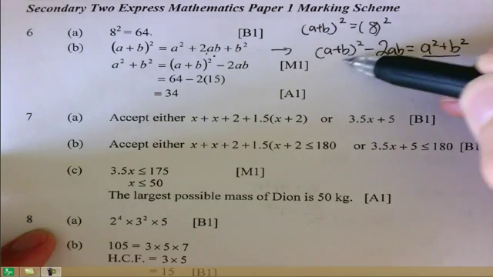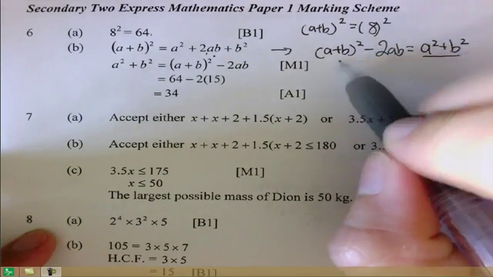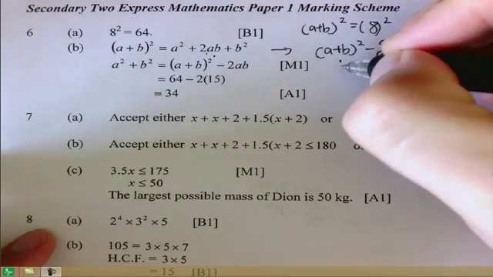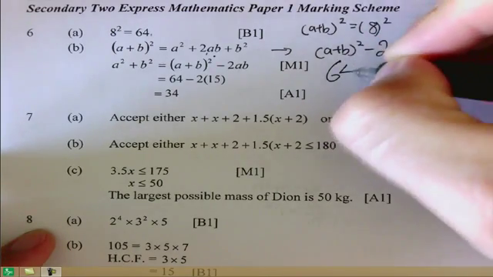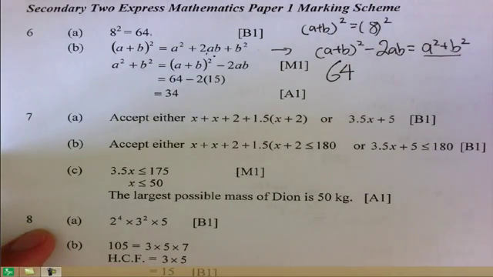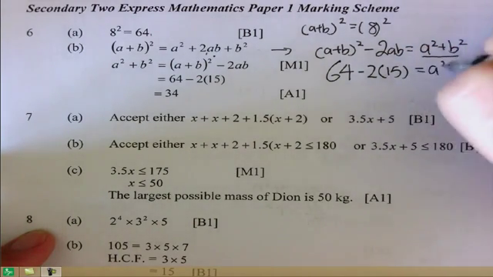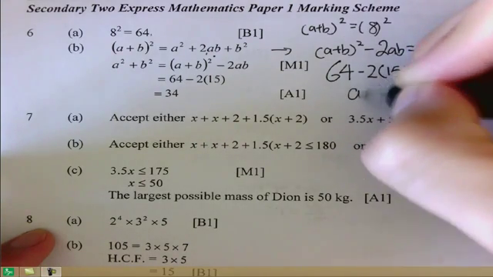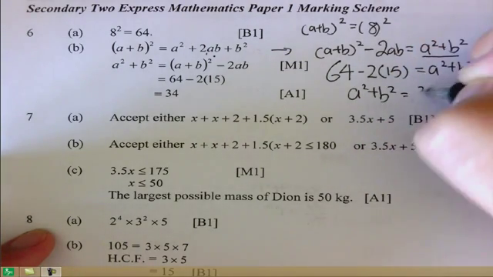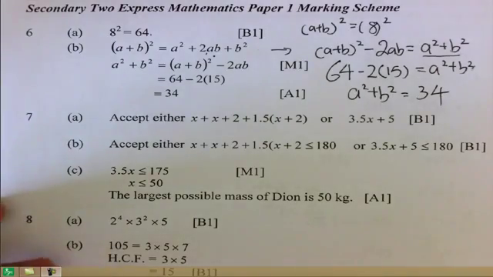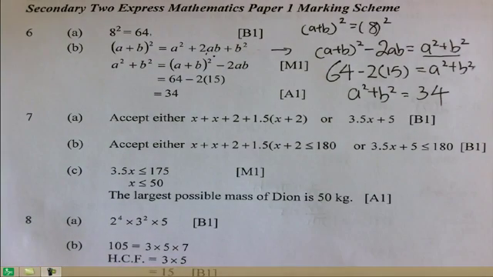So now all you do is fill in this value, (A plus B) squared, which we have found in the previous part. That is 64, and AB, we know from the question, is equal to 15. This is equal to A squared plus B squared. So finally, if you compute everything, A squared plus B squared is equal to 34. And that is question 6 for you.